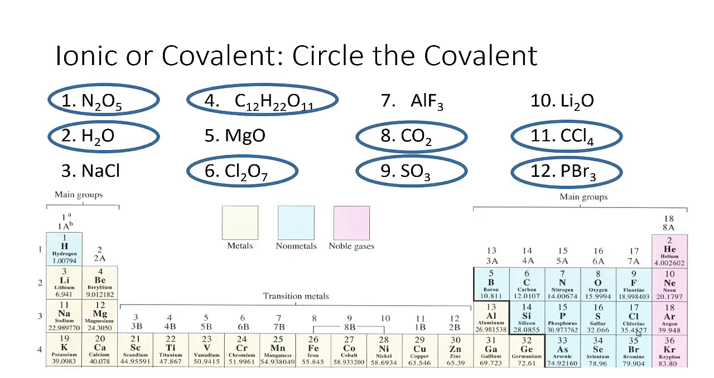And just keep doing that until you've figured out whether each one is ionic or covalent. You should have circled all of these. These are all the covalent ones. Notice sucrose, which we've looked at before, has carbon, hydrogen, and oxygen in it. All 3 of those atoms are nonmetals. Therefore, that molecule is covalently bound together.